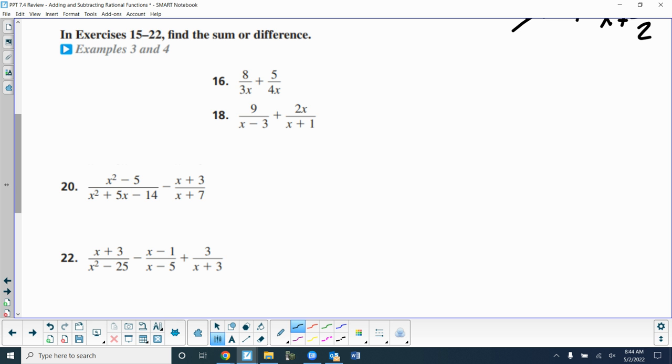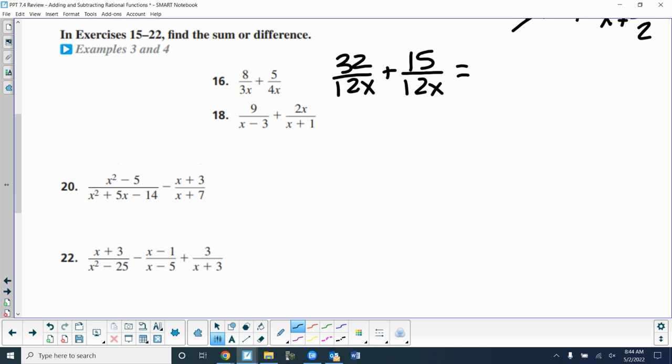Got to write it down. The factors of 4 is 2 times 2. We could write 2 squared times 3 times x. It's still 12x. Okay? So once I rewrite them, let's see. It'll be 4 times 8, 32 over 12x. And 15 over 12x.